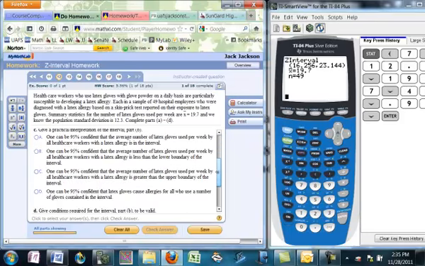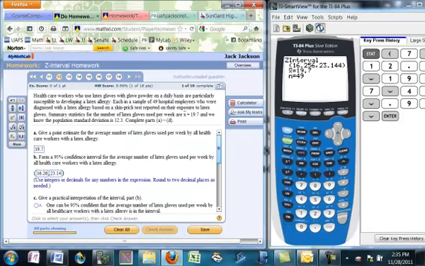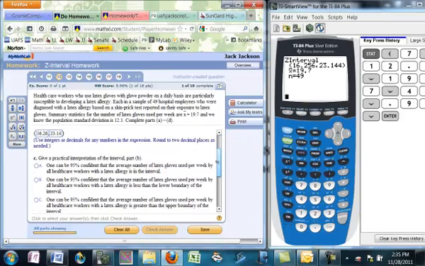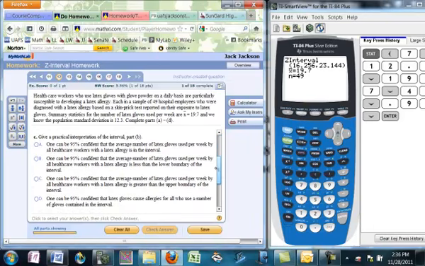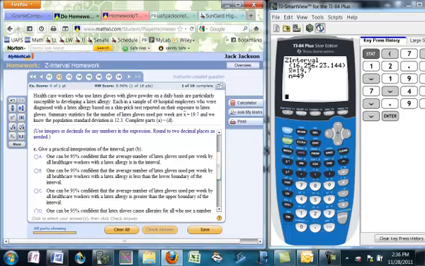So I'm just going to say it without doing it. On average, if we were to repeat this process over and over again, 95% of the time, a confidence interval generated in this manner will actually contain the actual mean. Let's see what we've got here.